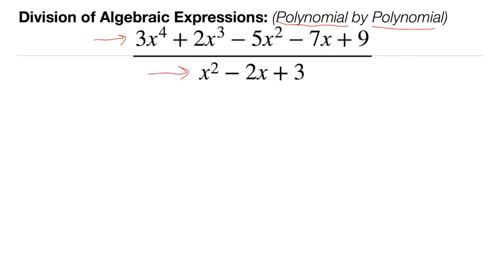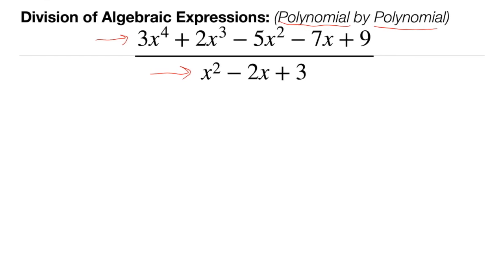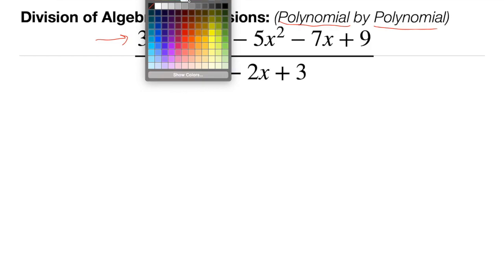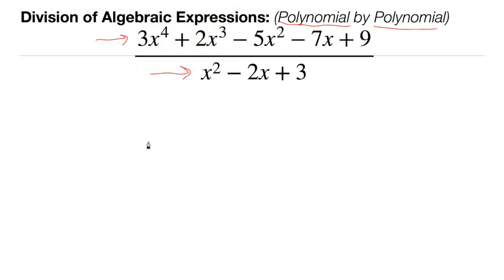Okay, in your arithmetic, let me fix the screen first. In your arithmetic, we need this division sign. That will be a radical sign if I do that. So this is it. We're going to copy the denominator here, that's going to be x squared minus 2x plus 3. And then copy the numerator to be inside this division symbol.